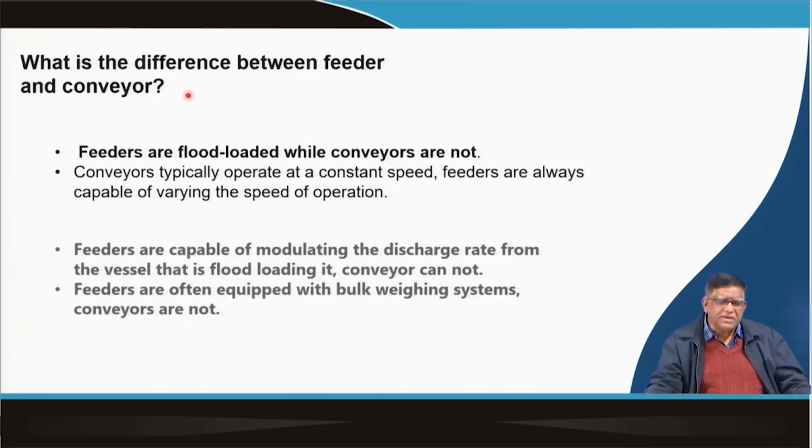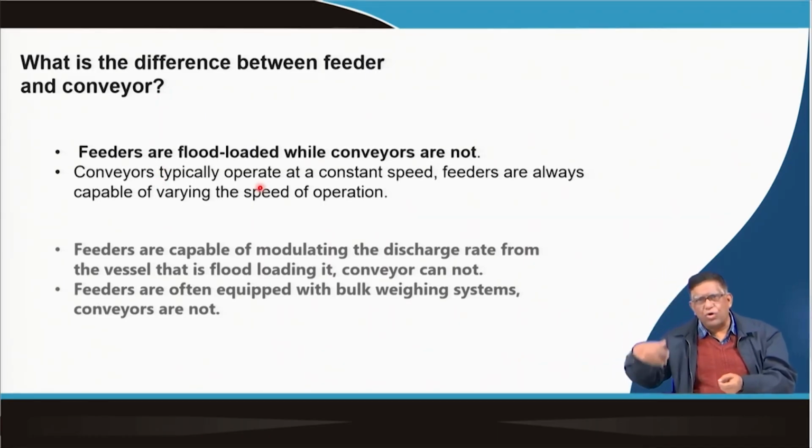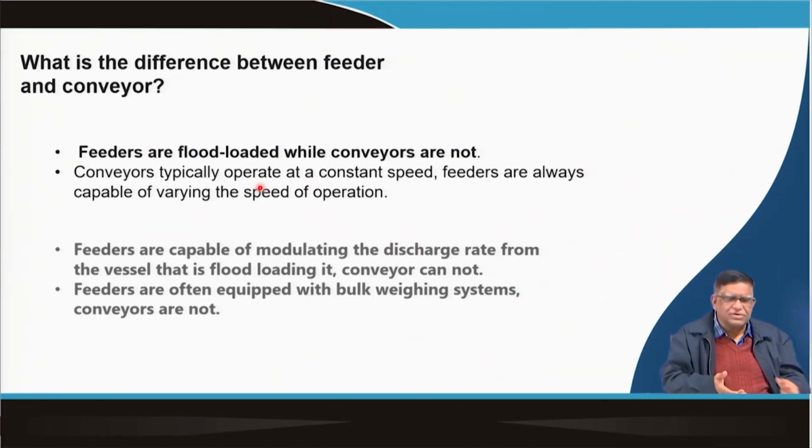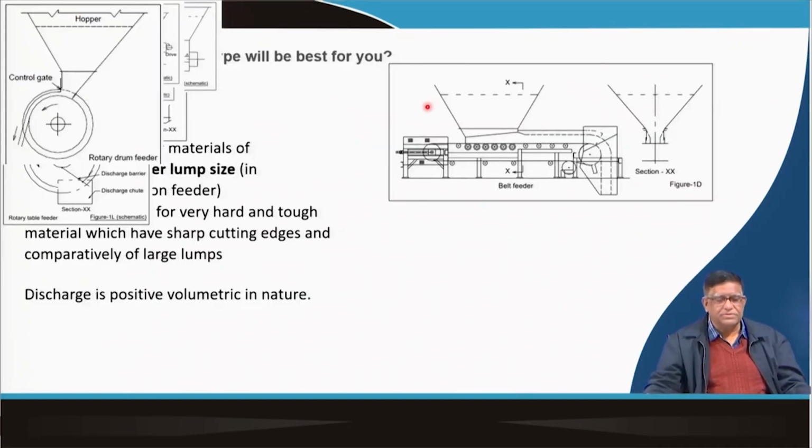So, the basic difference between a feeder and a conveyor is that feeders are flood loaded, the material comes over there, and high torque must be applied for driving it. In a conveyor belt, the head load is not there. So, compared to the feeder, it may need lower power.